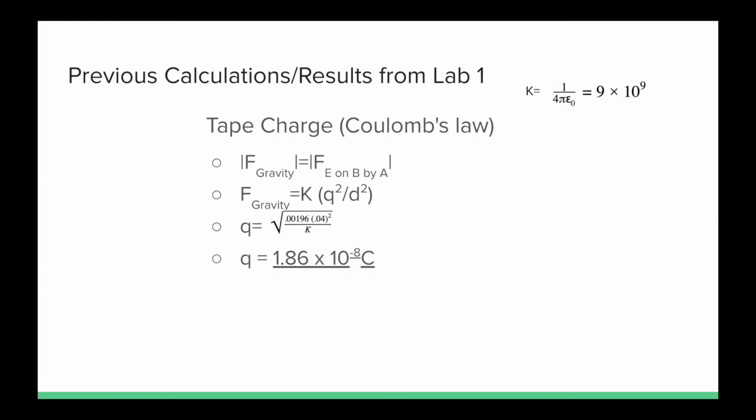For the previous calculations for the results of Lab 1, the tape charge was calculated to be 1.86 times 10 to the negative 8 coulombs. This was easily calculated using Coulomb's law as the entire tape was treated as a single point charge.